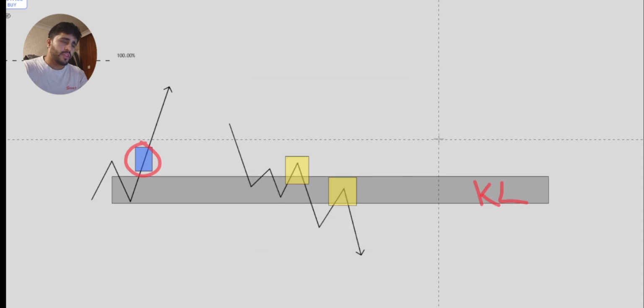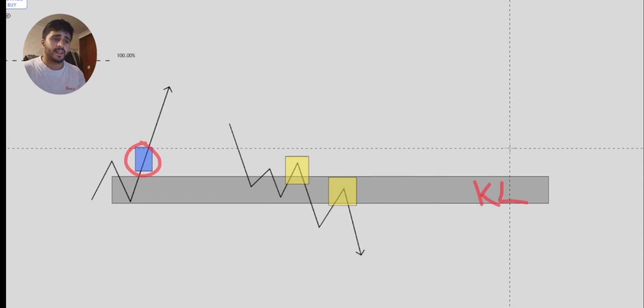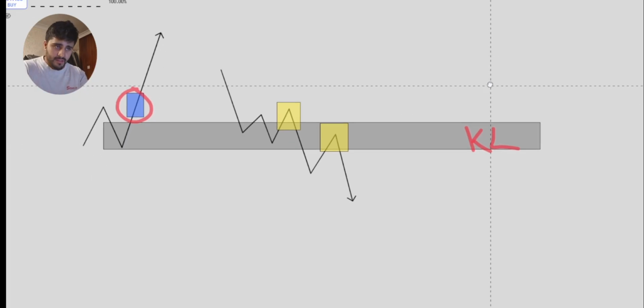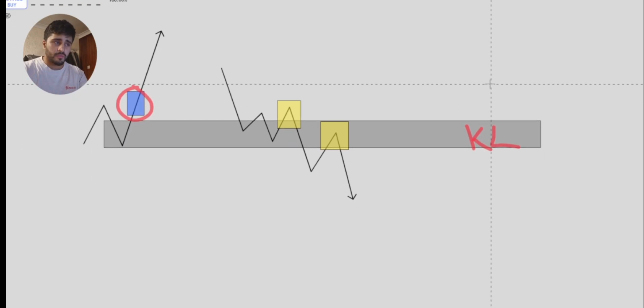Because if there's one thing you take away from this video, I want you to understand a key level is where you want to trade from, right? A key level is the only thing that matters. And I want you to look at key levels like bus stops.